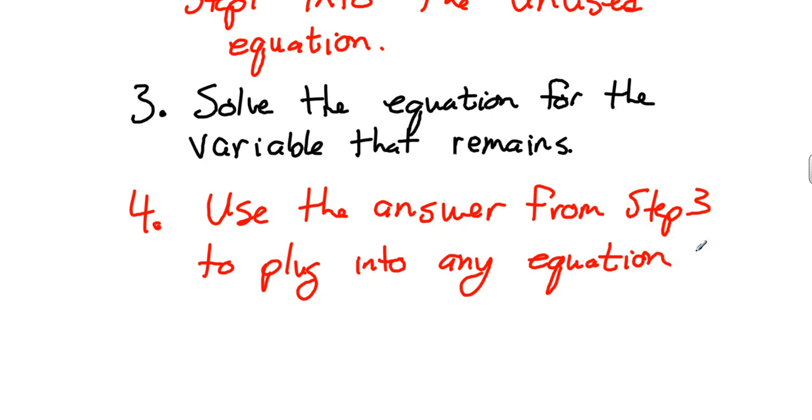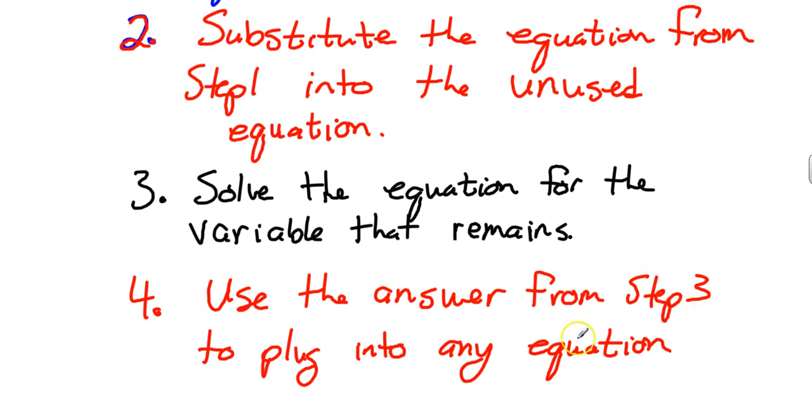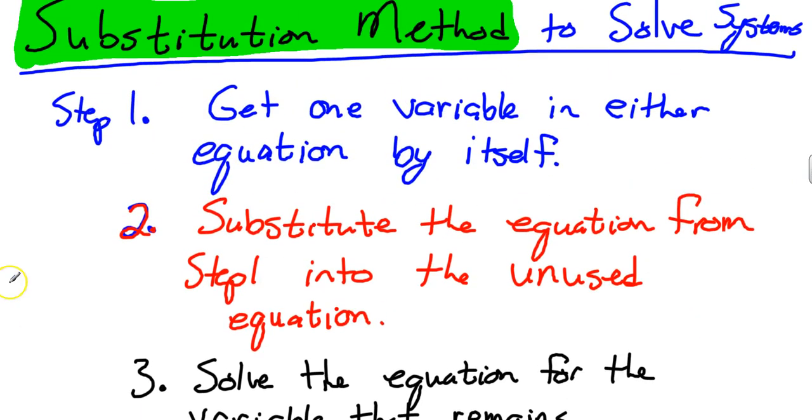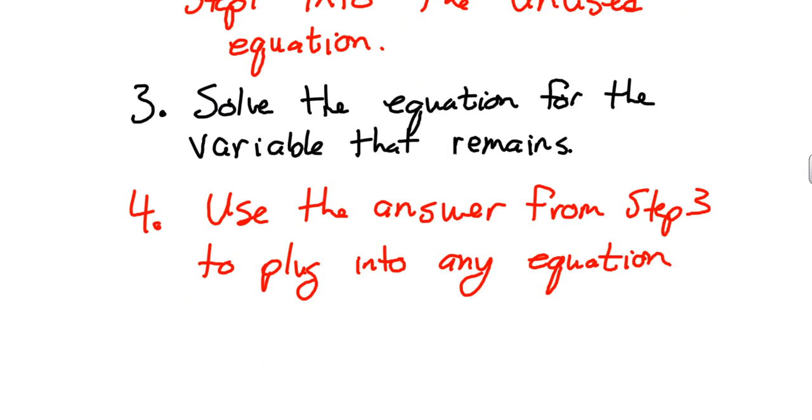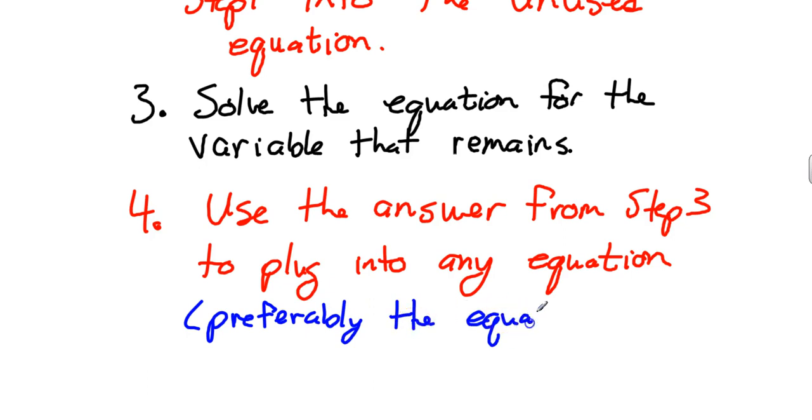Now, here's one where you can take a little bit of a shortcut to make the answer a little bit easier. If you take this answer you've gotten in step 3, x equals 2 or y equals 5 or whatever the answer is, and plug it back into the variable equation that you have in step 1, you'll get the answer for the other variable with the least amount of work and in the fastest way you can get there. So let's just say that we'll use the answer from step 3 to plug into any equation, and we'll just say in parentheses, preferably the equation in step 1.